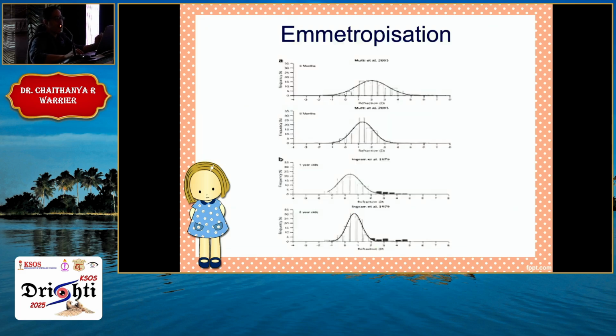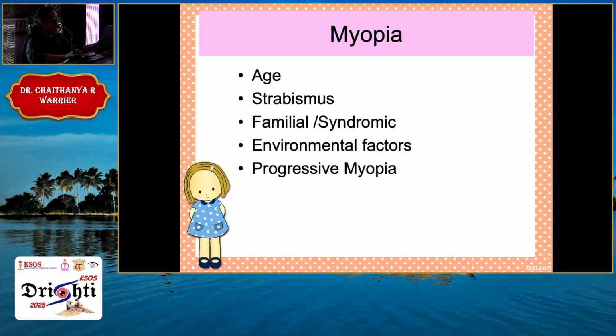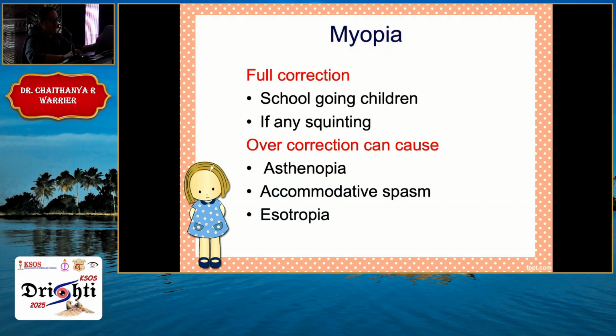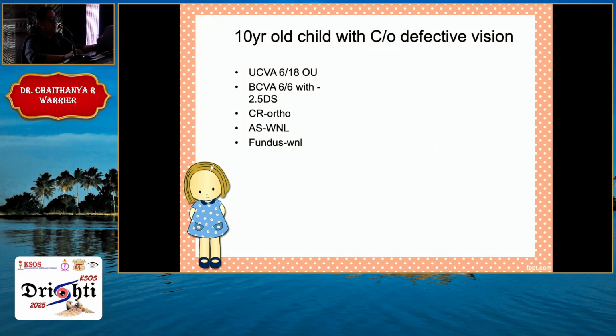For that, we need to go through emmetropization and different types of refractive errors with an age-wise approach, which we will discuss based on some cases. See, a 10-year-old child with complaint of defective vision came to OPD. On examination, uncorrected visual acuity was 6/18, improving to 6/6 with minus 2.5 diopter sphere. The rest of the ocular examination was normal.